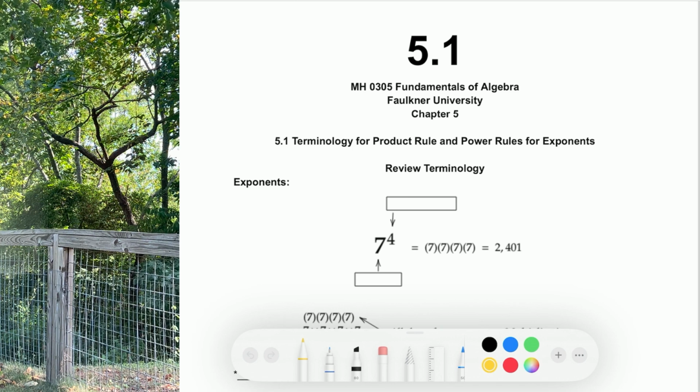Welcome back, students. We'll be looking at section 5.1, terminology for product rule and power rules for exponents. So let's do a little bit of review first.